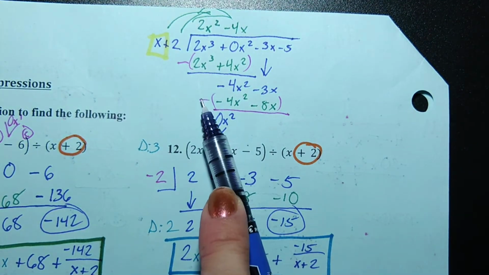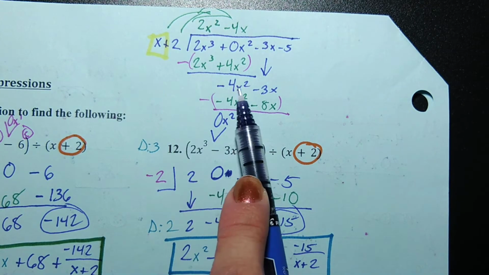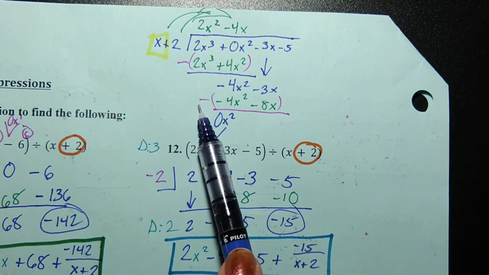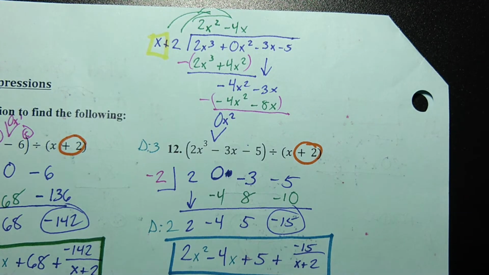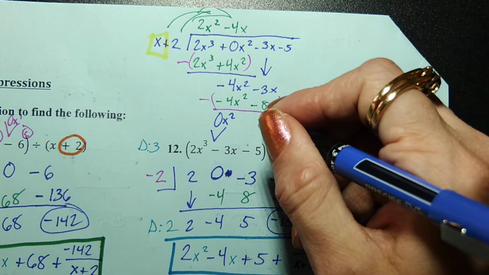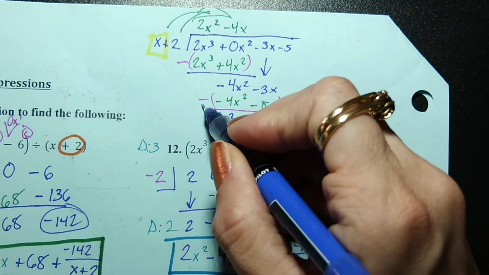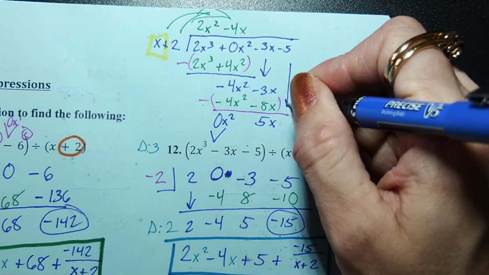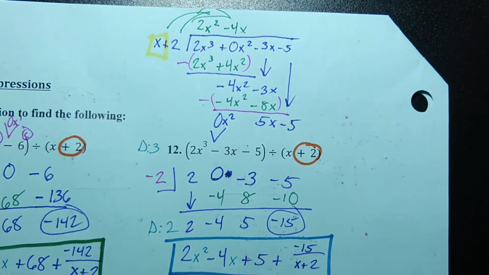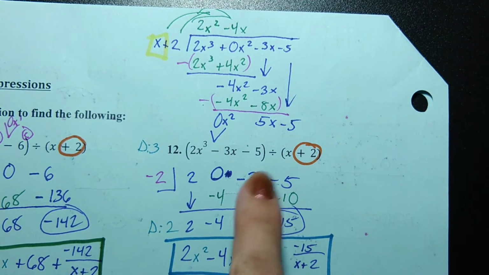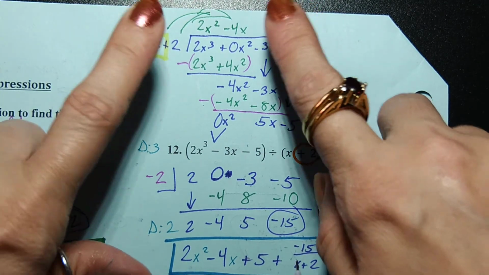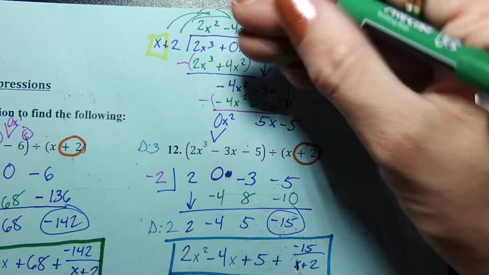Negative 4x squared minus a negative, or plus 4x squared, is 0. And negative 3x minus a negative 8x is what? 5x. So the double negative makes the 8x positive. We subtract 3 and we get 5x. Bring on down that minus 5. And is that our remainder? Are we done? Nope, because we can do it one more time, because x times what gets me 5x? 5.